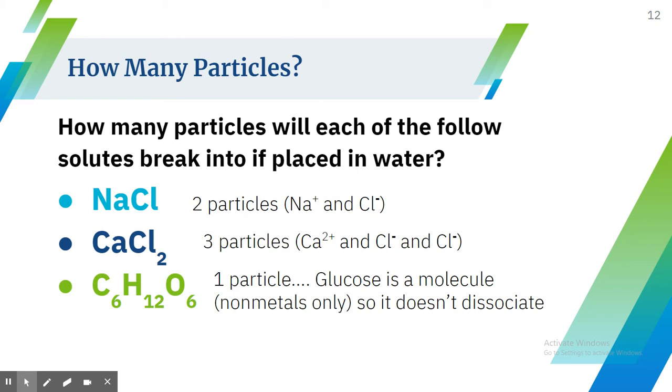The way that you can tell whether it is ionic or molecular is whether or not there's a metallic element in the formula. For NaCl, Na would be your metallic element, and Ca would be your metallic element in CaCl2. There is no metallic element in C6H12O6.